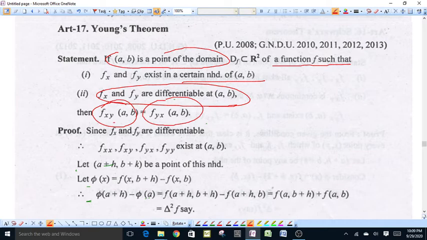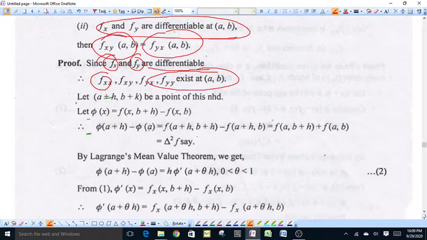Because fx and fy are differentiable, the second order partial derivatives fxx, fxy, fyx, fyy exist at the point (a, b). Let us take a point in the neighborhood of this point (a, b). Suppose the point is (a+h, b+k), and suppose phi(x) is a function equal to f(x, b+h) minus f(x, b).